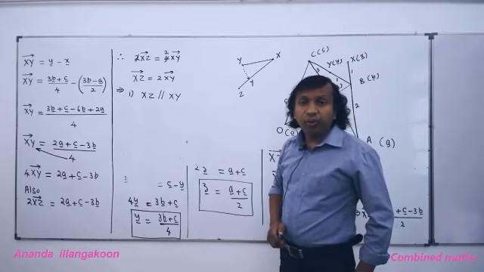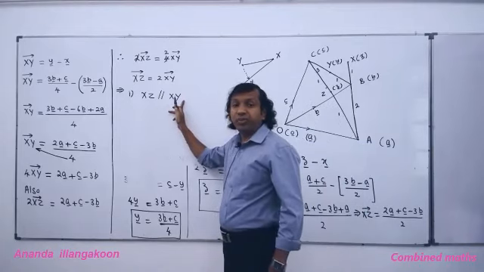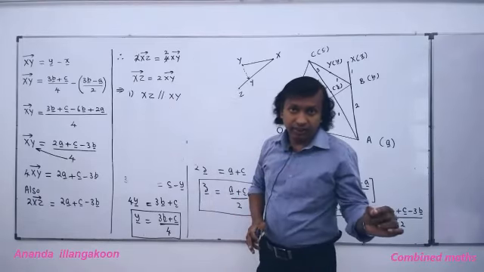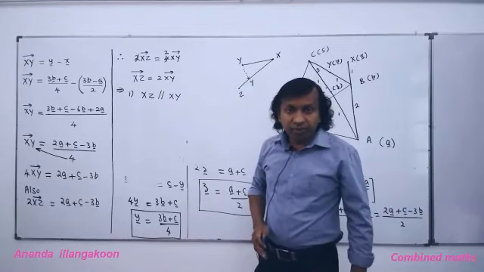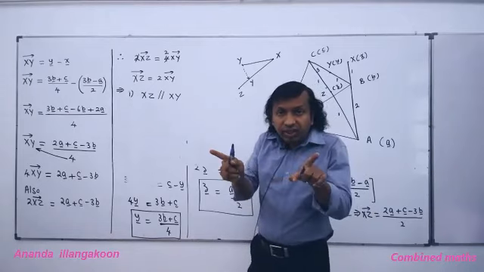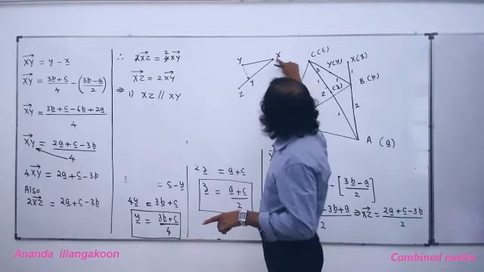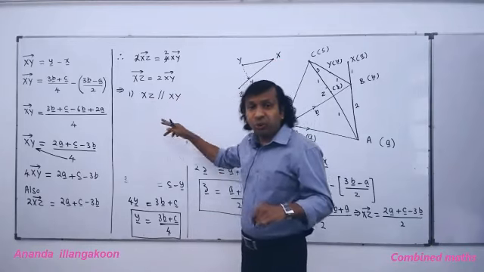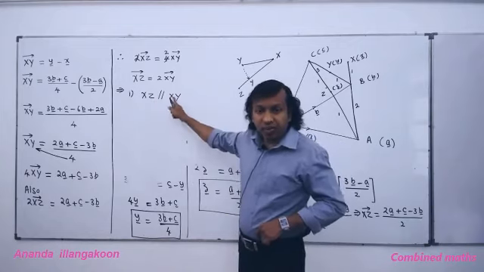Understand? So by this we can say XZ parallel to XY means the 3 points X, Y, and Z must be lying on the same line. That means X, Y, Z points are collinear. Understood? Remember, two line segments are starting from a point so that they are parallel. For this to occur, the 3 points should be on the same line. Otherwise, this condition cannot be satisfied.